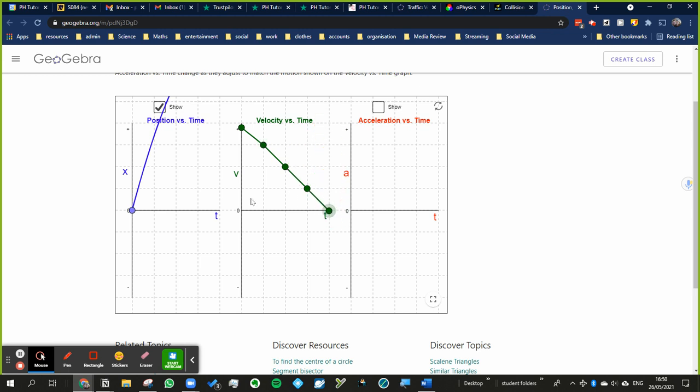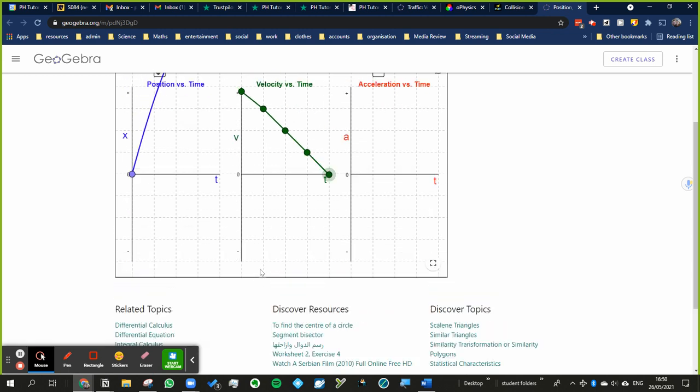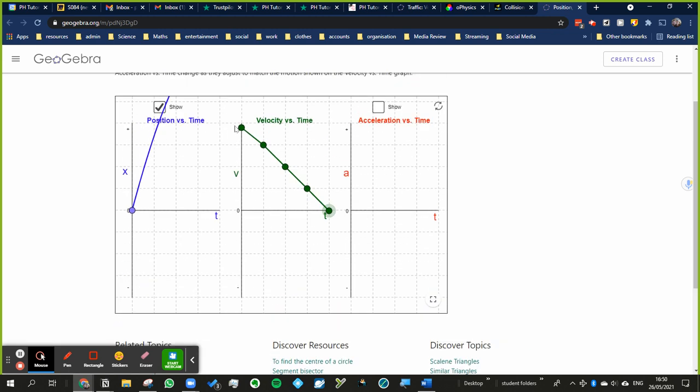well, unfortunately, it's gone off the screen. Can we zoom out? Okay. Let's start off a lot lower. Right, hopefully you can see what I'm trying to demonstrate. So it curves the other way when the velocity is reducing.